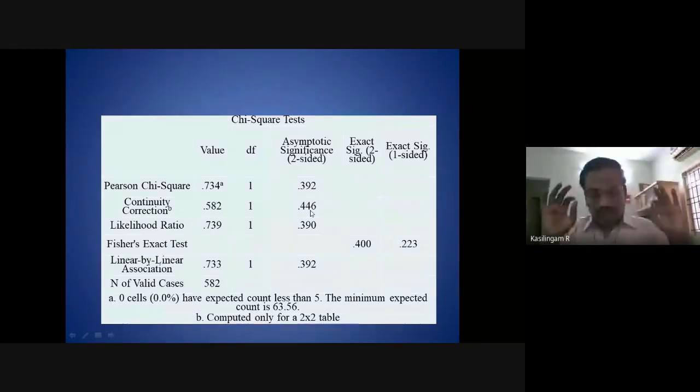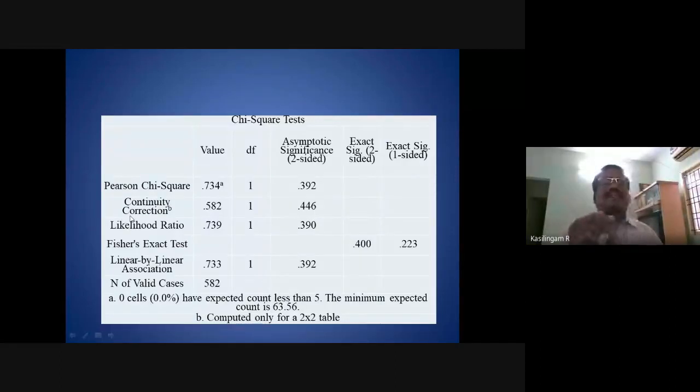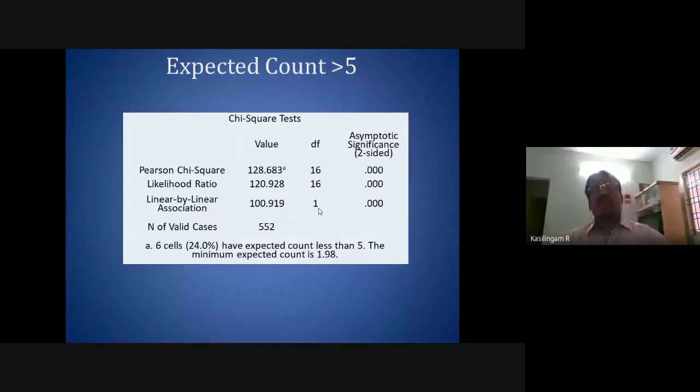For all 2 by 2 matrices, you have to take this continuity corrected value. This is called the corrected chi-square value. This is what you have to use for your interpretation. Very good. Okay, so we know the correct one. Now next one.